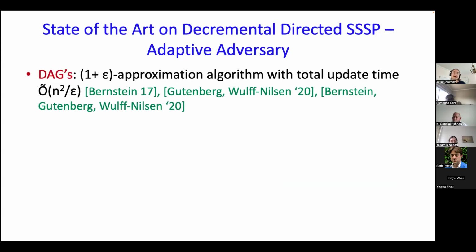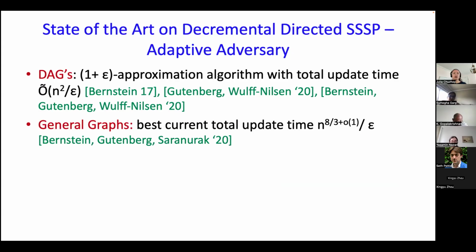So if your graph is a DAG, a directed acyclic graph, then there is a pretty good approximation algorithm. It achieves running time close to n squared. But in general graphs, this is the best current running time, roughly n to the 8/3. And this is just too slow for us. If we just take this algorithm and plug it into this whole scheme, we will not beat Hopcroft-Karp.